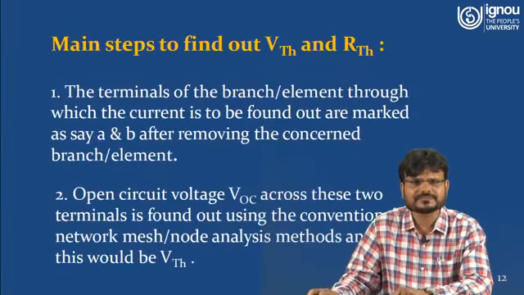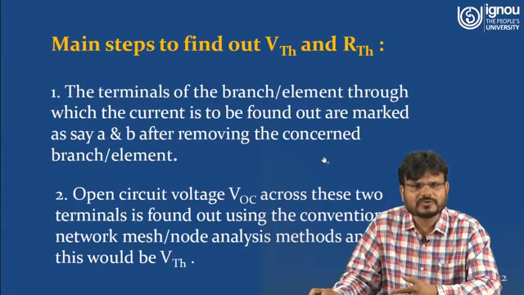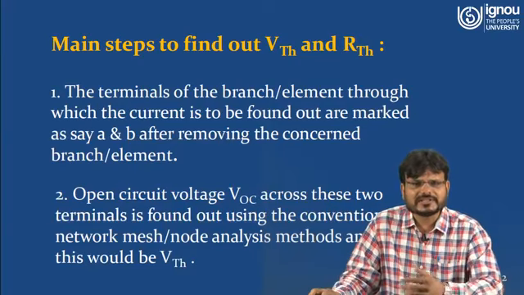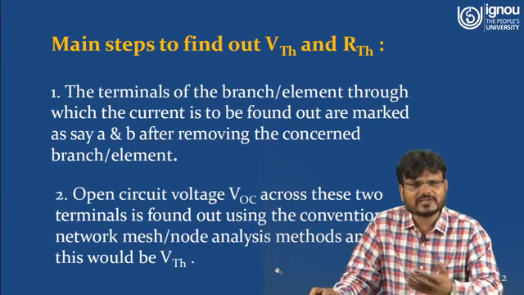So how can you calculate the VTH and RTH? There are different steps that you have to follow. So what is the first step? The terminals of the branch or element through which the current is to be found out are marked as, say, A and B, after removing the concerned branch or element. And what is the second step? The open circuit voltage VOC across these two terminals is found out using the conventional network methods, by mesh analysis or by nodal analysis, or you can also apply KVL and KCL, then you can find the VTH.